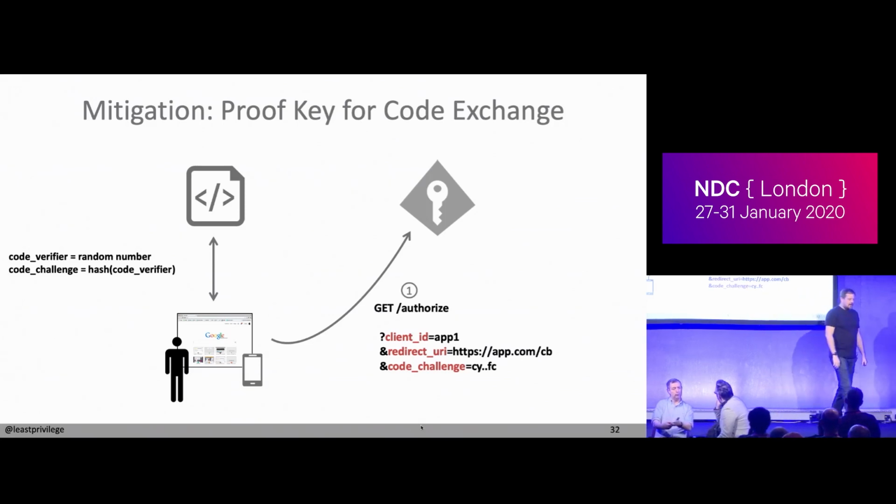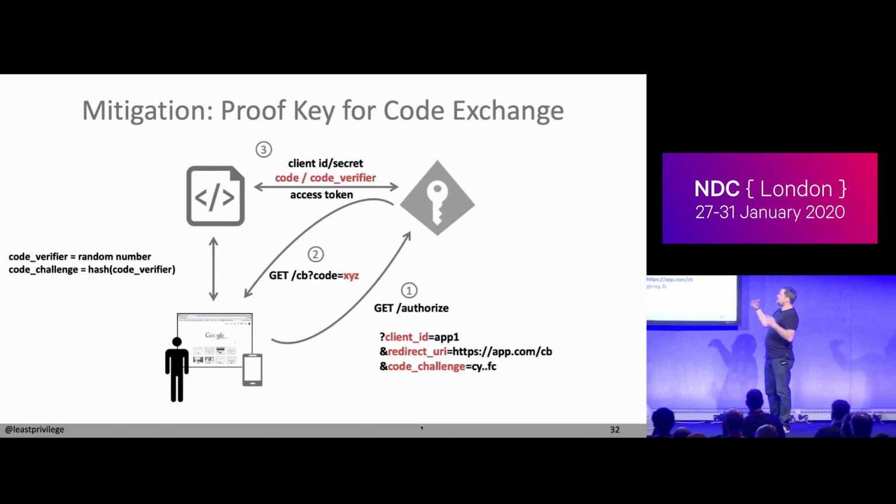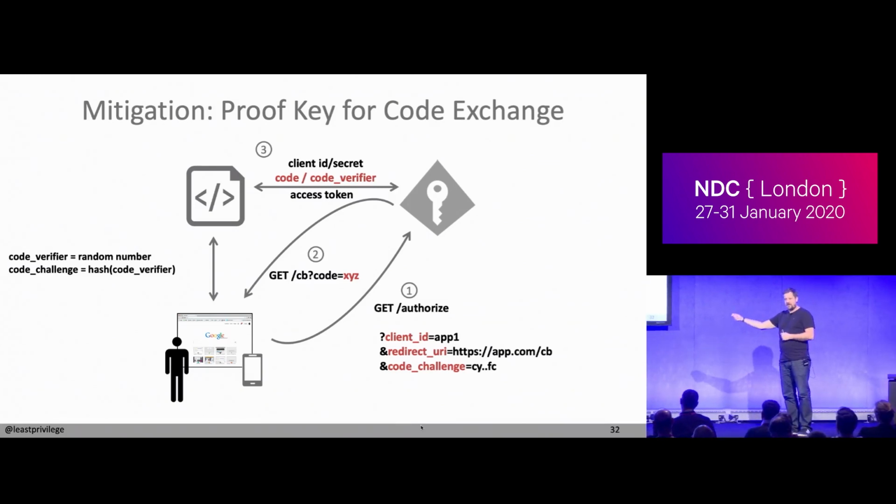So the code comes back, right? And then on the back channel, he's sending the clear text version of the random number. So now the server has both the hashed version and the clear text version, so it hashes the clear text version. If the hashes match, the client has proven that he is the same client on the front channel as he is on the back channel. So if I come with my stolen code, that stolen code would have a different code challenge associated with it than the one I'm going to generate. They will not match, so the server will reject the request.